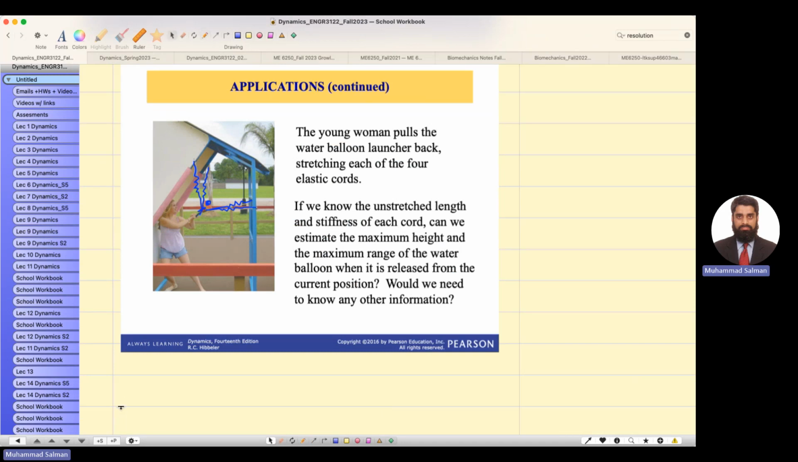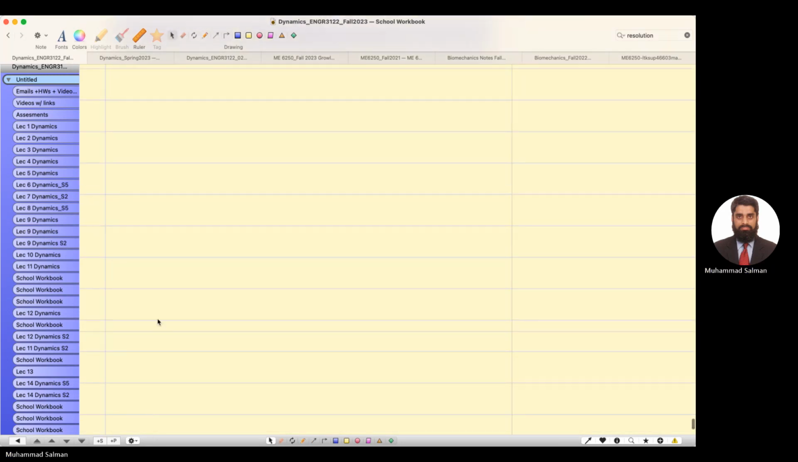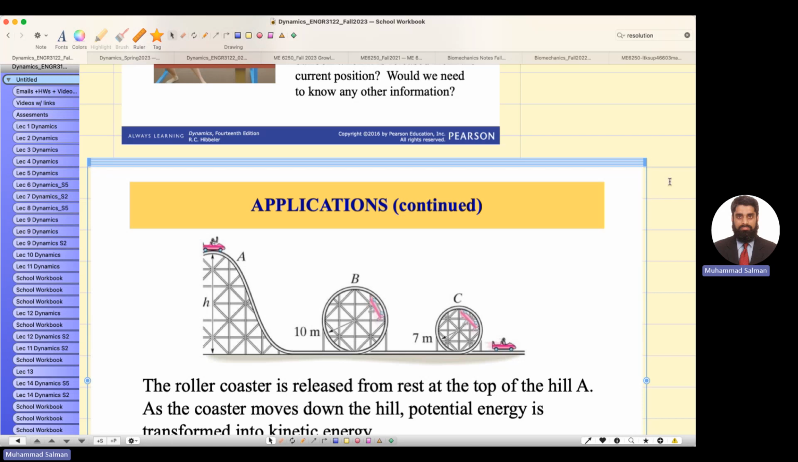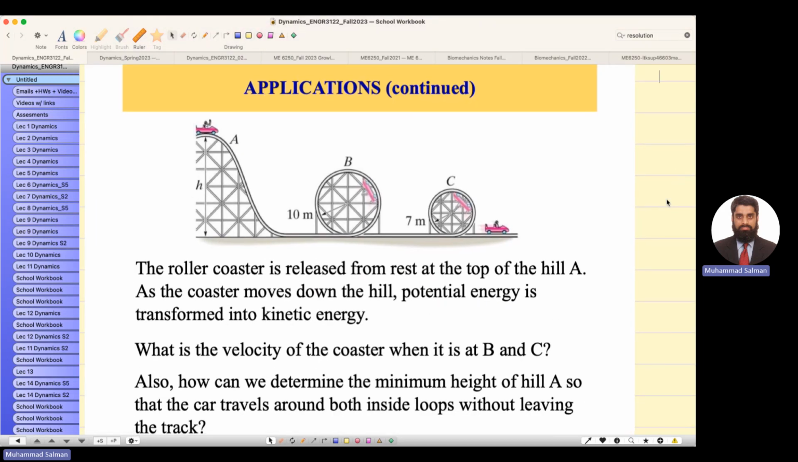Another application is very interesting. Have you taken a ride on a roller coaster car? Yes? You see, the roller coaster car starts from the highest position, and position A is the highest point, H. And then position B, next highest, position C, third highest point.